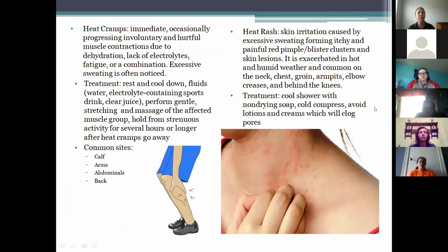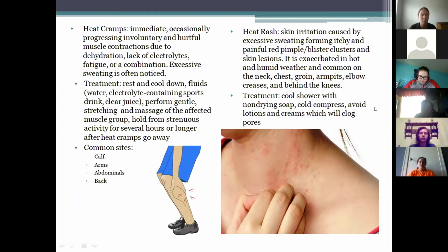Okay, next up we have heat cramps and heat rash, okay? These are certainly more of the less severe things. But we do see these often, and as an athletic trainer, I'm sure I will see many people come to me complaining of these, okay? So it's important to be able to know them, recognize them, treat them, and hopefully educate the person enough that they can prevent them in the future.